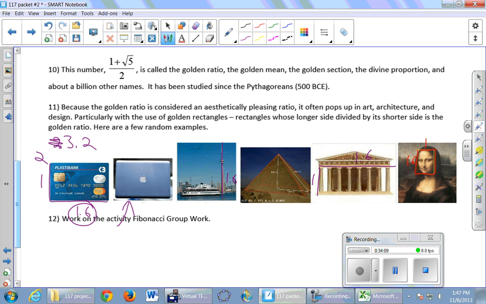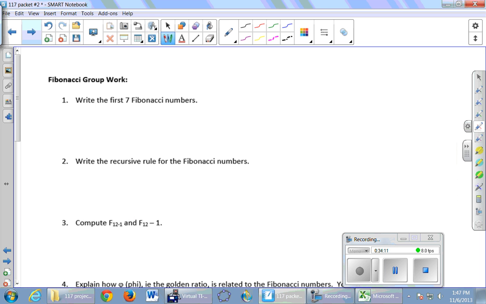Okay. Group activity is right here. See how far you can get in this. And I'm going to keep talking to people about the projects.